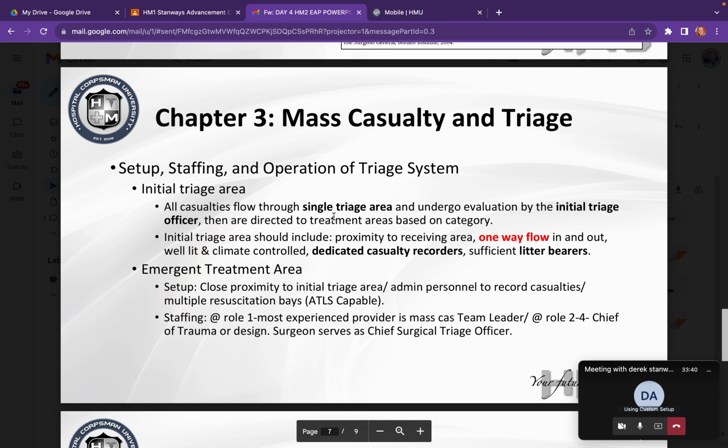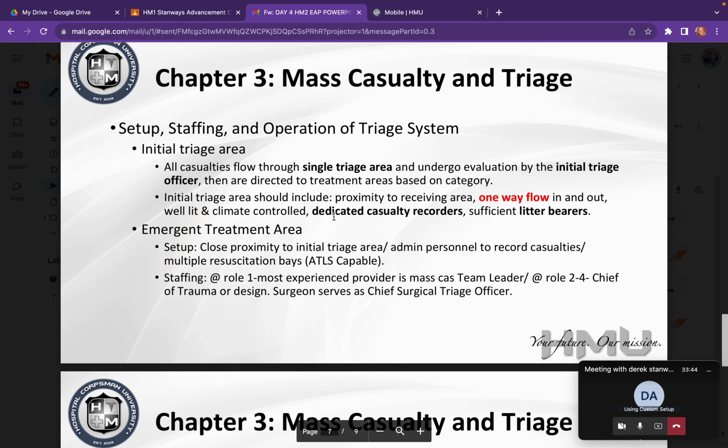So your emergency treatment area, you want to set in close proximity to the initial triage area, having personnel to record casualties, multiple resuscitation bays, ACLS capable. So we know what ACLS stands for: Advanced Trauma Life Support. Staffing at Role 1, the most experienced provider is the mass casualty team leader. At Role 2, the chief of trauma, a designated surgeon, serves as the chief surgical triage officer.